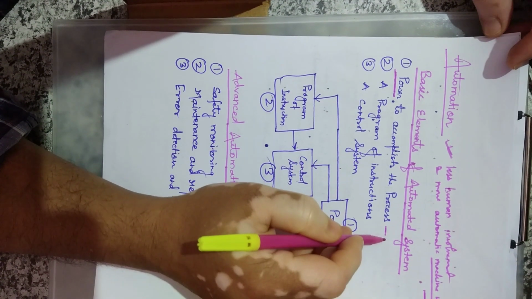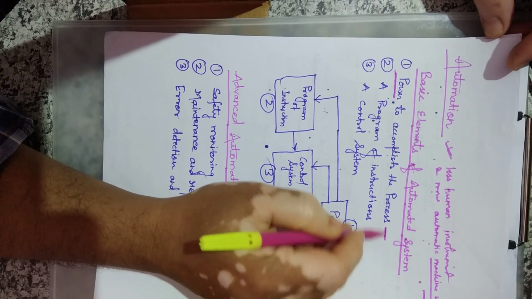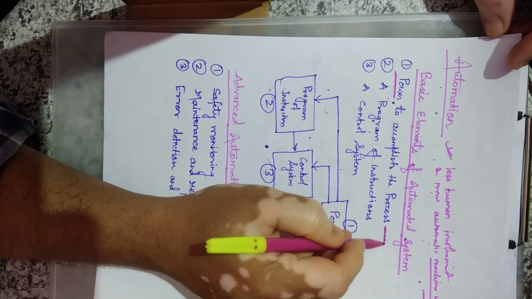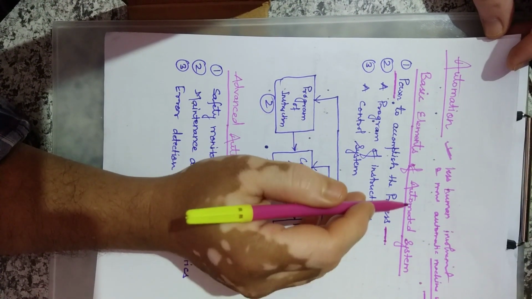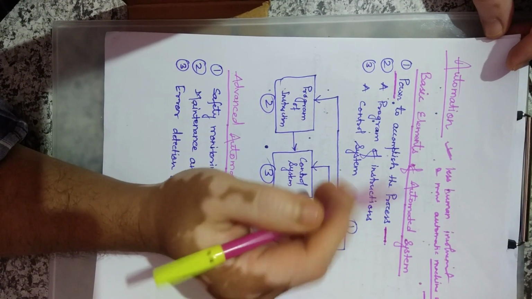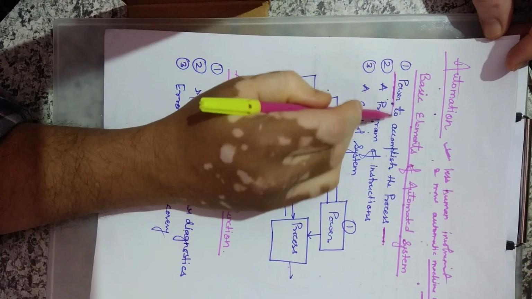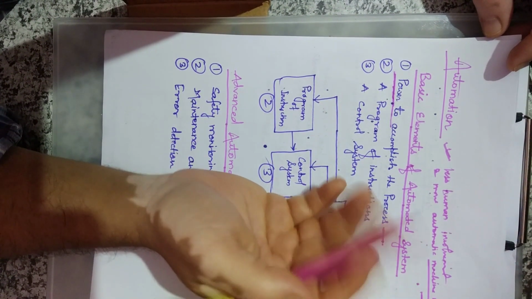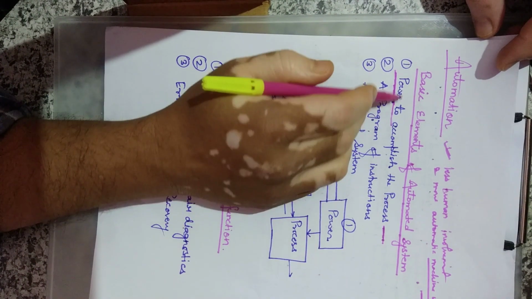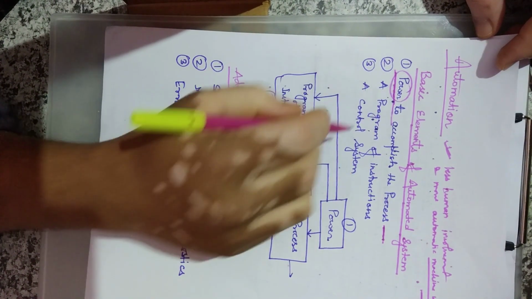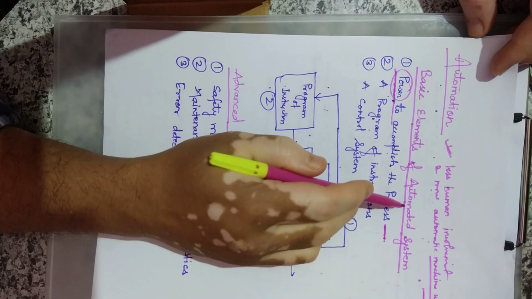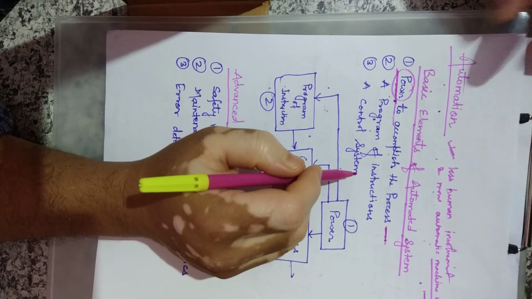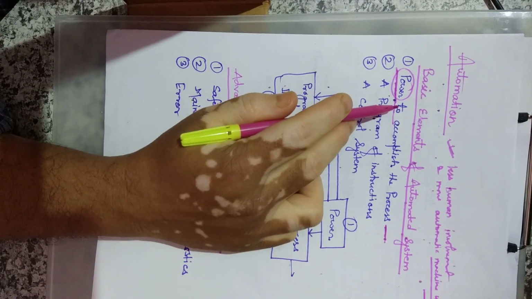Whatever process we are doing, to make the process happen or to implement things, we need a power source, or it can be any type of power: pneumatic power, hydraulic power, electrical power. So the first element of an automated system is power.